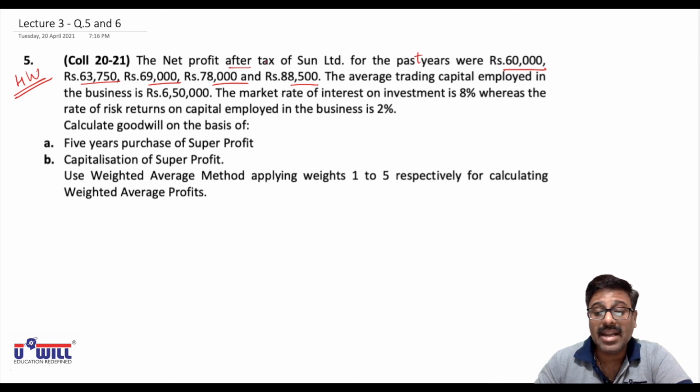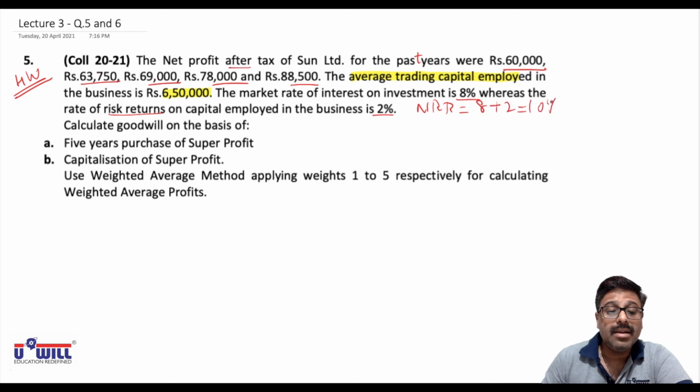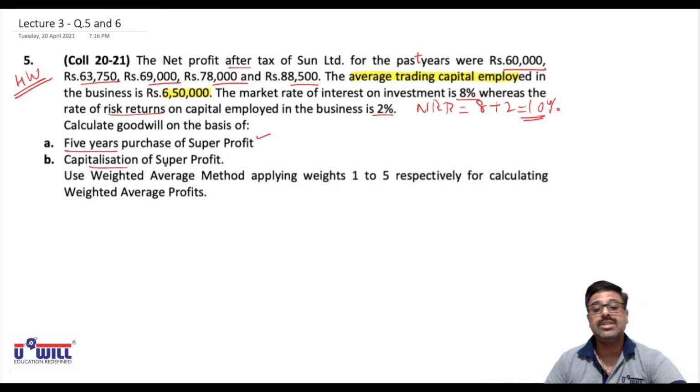And average trading capital employed in the business 6,50,000 is directly given. So we don't have to find capital employed, it is directly given. The market rate of return on investment is 8%, whereas rate of risk return on capital employed is 2%. So what did we discuss just now? Normal rate of return, you'll take 8 plus 2, that is 10%. Calculate the goodwill on the basis of 5 years purchase of super profits and capitalization of super profits. Annuity method is not asked.